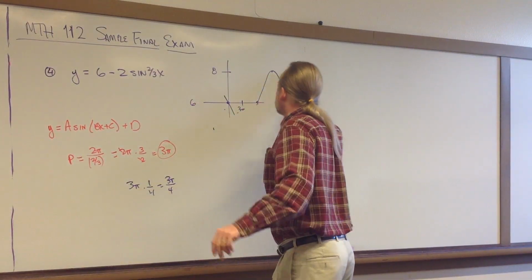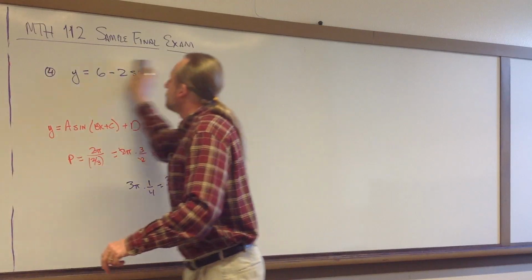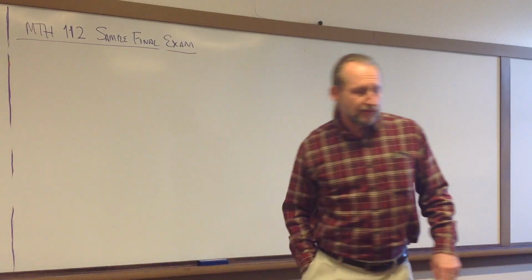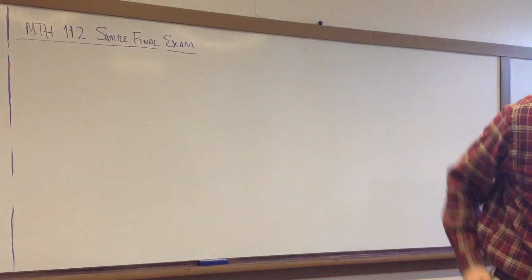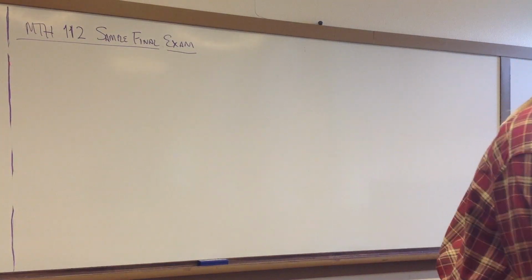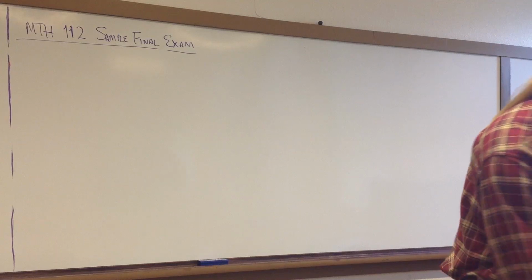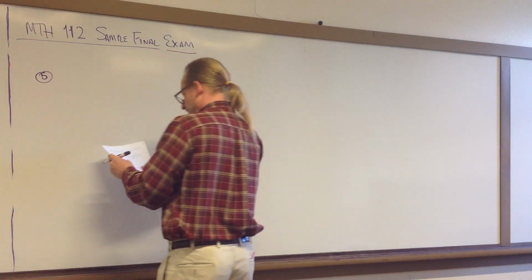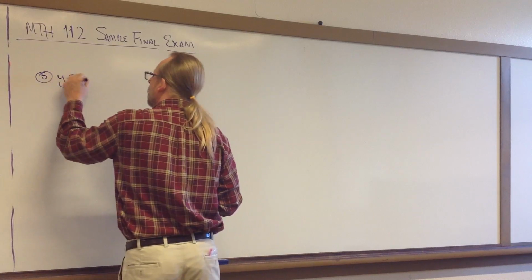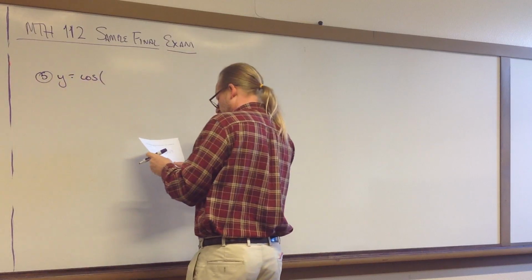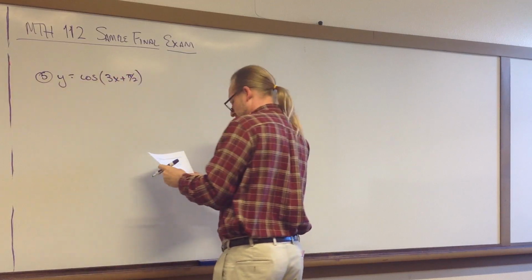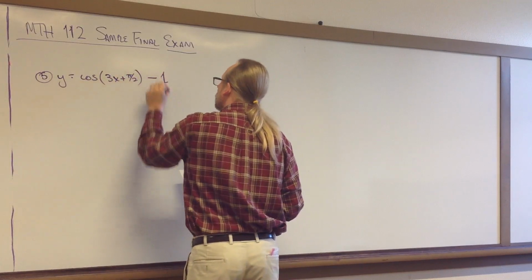All right, let's look at number 5. Now number 5 does have a phase shift in it. That's going to be a little bit trickier. All right, problem 5. Y equals cosine 3x plus pi over 2 minus 1.